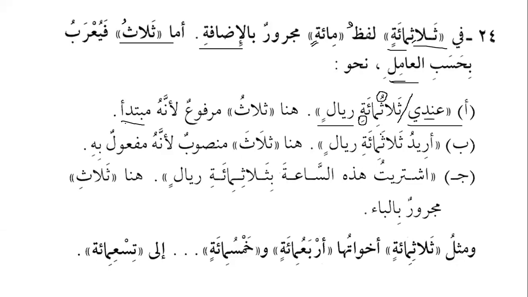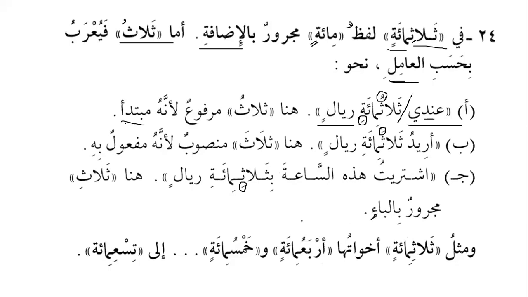أريد 300 ريال. ثلاثة. Now we can see here, هنا ثلاثة منصوب لأنه مفعول به. Excellent. And اشتريت هذه الساعة ب300 ريال. Okay, now here it is ثلاثي. هنا ثلاثي مجرور بالباء. So it is مجرور because of ba.